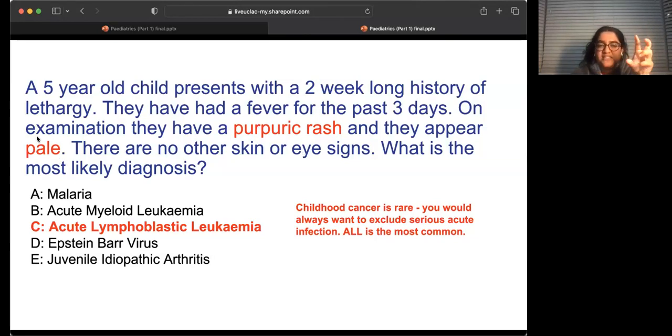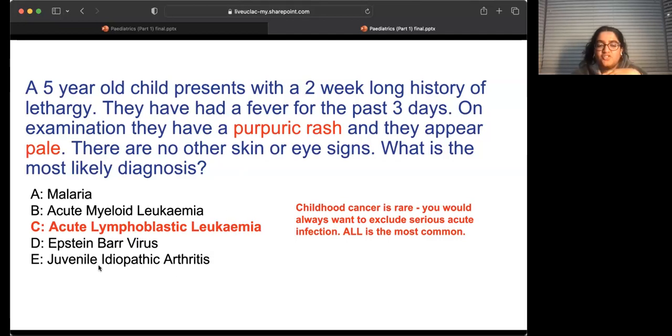The pale is making you think anemia, and the rash is making you think maybe there's some sort of platelet issue or bleeding issue, and that should make you think of cancer. And it's not malaria. There isn't any mention of a travel history. AML is the wrong age group, as it'd be in people who are normally older. EBV, it could be EBV, but it doesn't really present like this, and the age group's also wrong, and I'd be more worried about ALL.